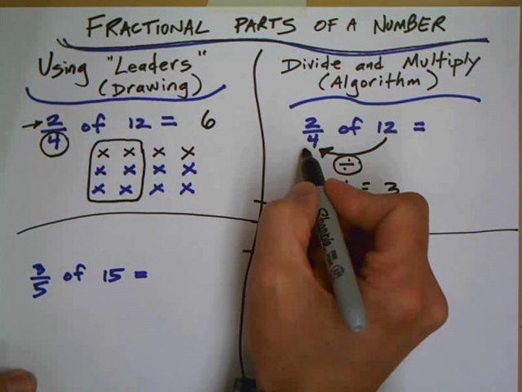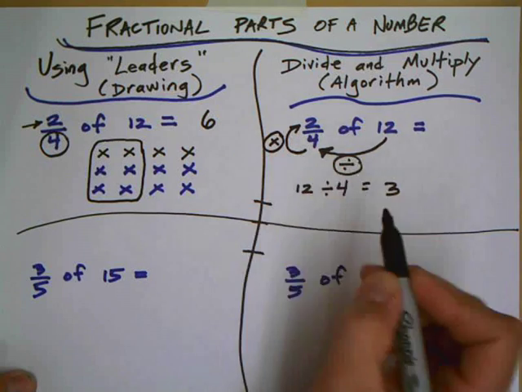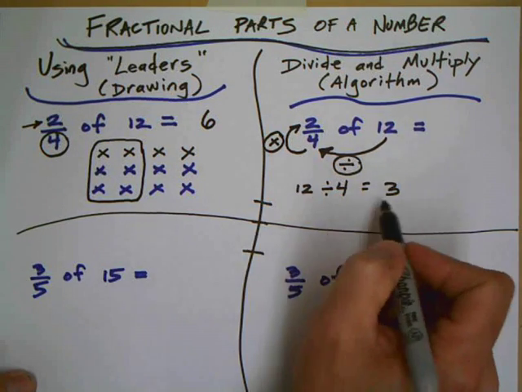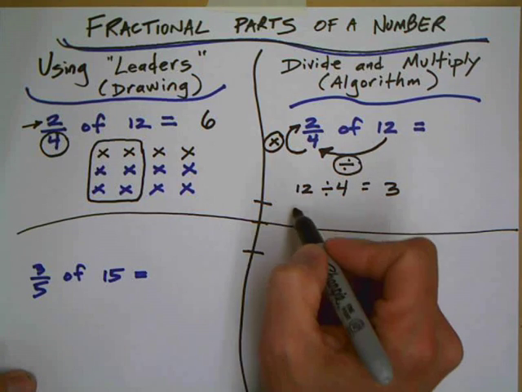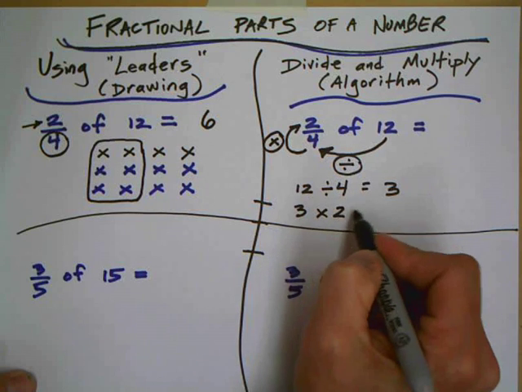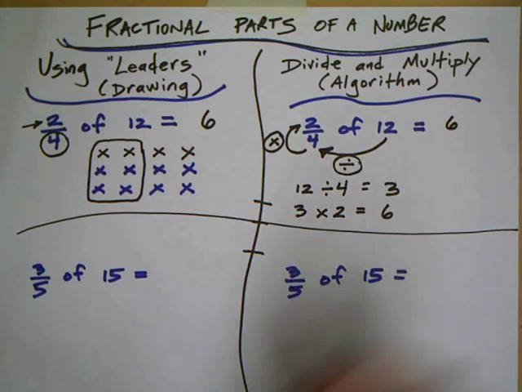Then you take the answer to that and you multiply it by your numerator. You're essentially figuring out how many members are in each group, which is 3, times how many groups you're counting, which is 2, and you arrive at 6 as well.